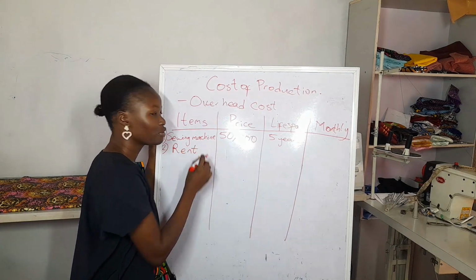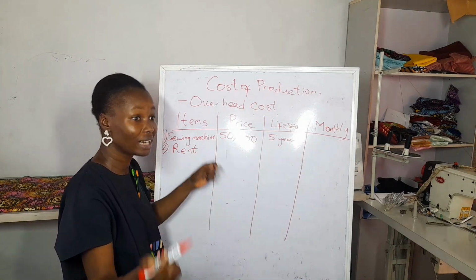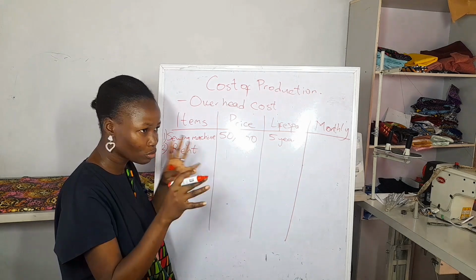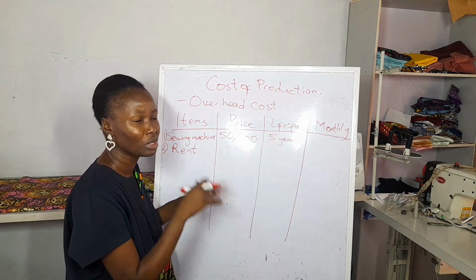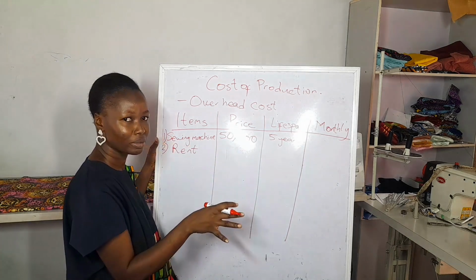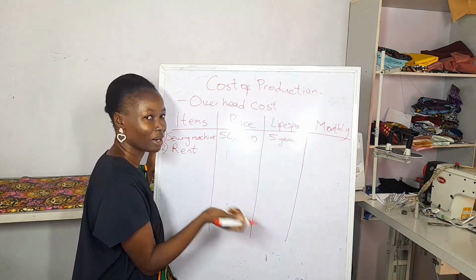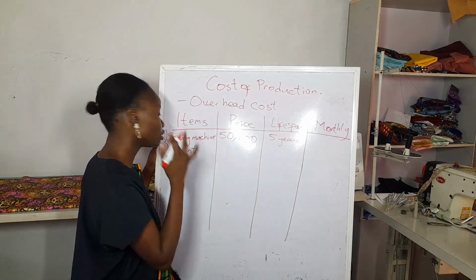Now if you're working from home, also put the rent of your house. Just do a calculation on it: assuming I was paying for this place, how much would I be paying for this place per year? Rent is mostly per year, so you state the amount of rent you are using.